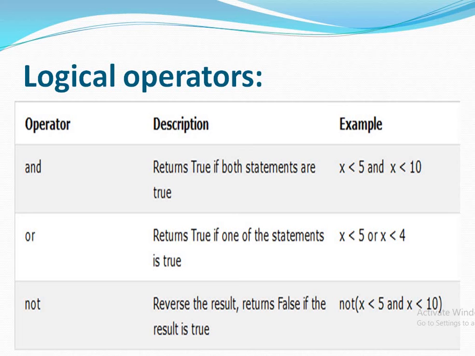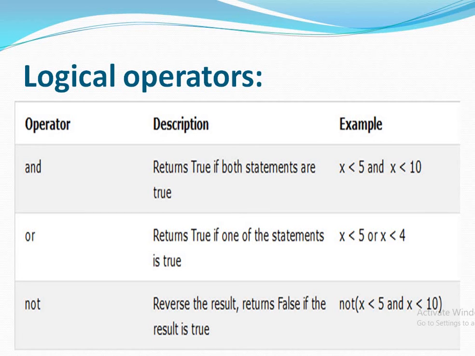So in case of the NOT operator, what happens? It reverses the result, returning false if the result is true. Consider over here that the value of x is 3. So x is less than 5, of course, because 3 is less than 5, and 3 is less than 10 too. So AND will return true. So your NOT gate will return the value false, because it will just reverse the result of the operation. Whatever the result is, true or false, your NOT operator will just reverse the result. If it is true, it will return false. If it is false, it will return true.